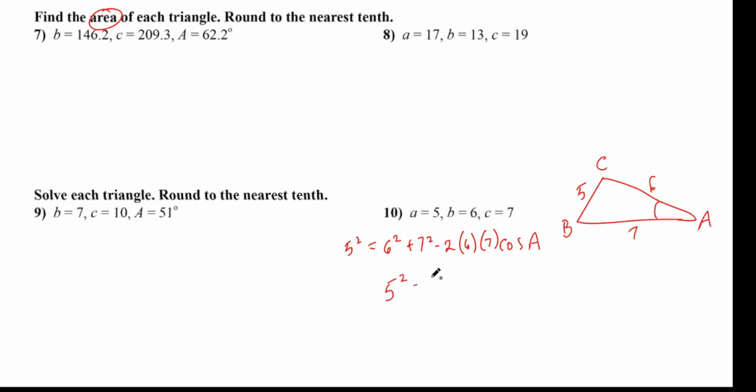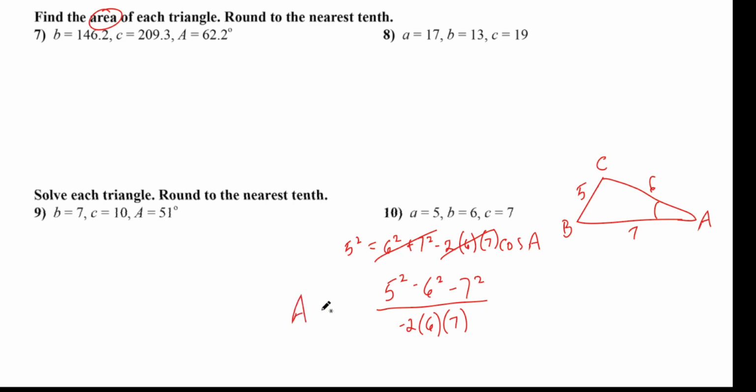Let's write it out. Might as well. You got a minute, right? If the bell rings, at least finish this up. -2 times 6 times 7. Now, we got rid of that. We got rid of that. That's all. This is all equal to the cosine, right?